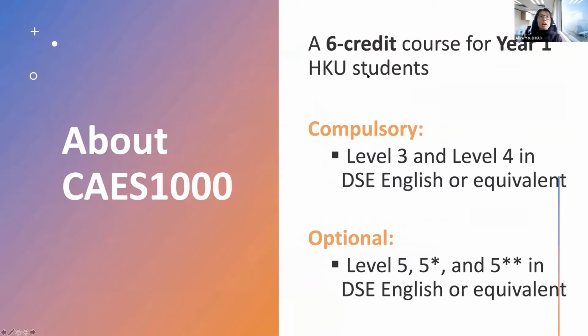So CAS 1000 is a 6-credit course for Year 1 Hong Kong U students. It is compulsory for students who obtained a score below level 5 in DSE English or equivalent to IELTS, roughly below 6.5, while optional for students with a score above level 5, that is IELTS above 6.5.